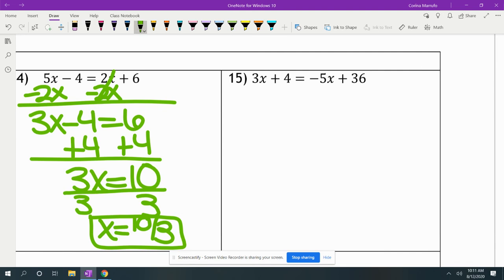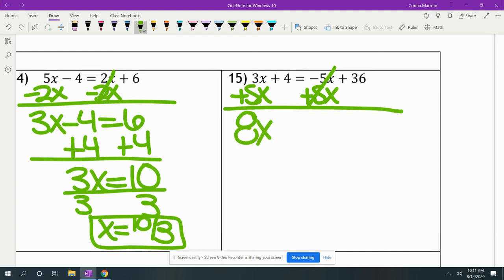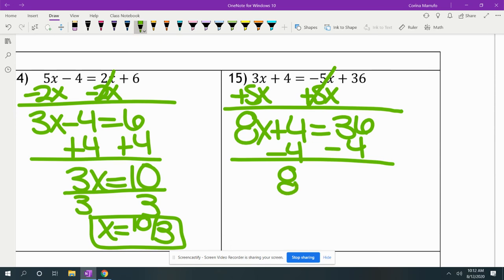So we're gonna move the 5x to the other side, and because it's negative, to cancel it out on that side, we're gonna have to add a positive 5x. So these 5x's cancel out, 3x plus 5x equals 8x, plus 4 equals 36. Then our next step to solve for x is to move this 4 to the other side by subtracting 4. And we will get 8x equals 36 minus 4 is 32.